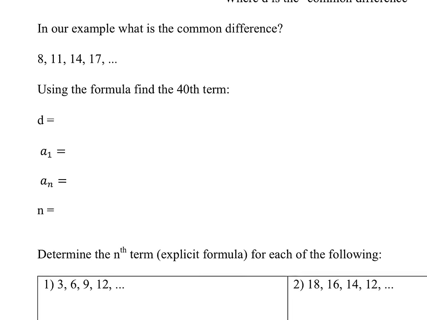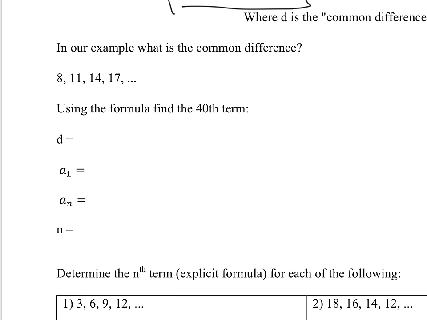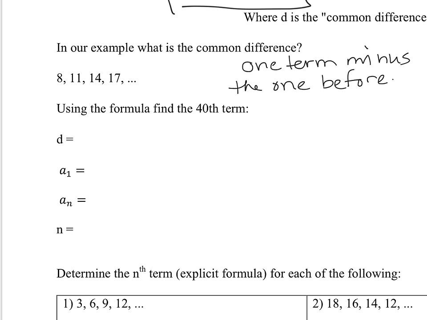In our example, what is the common difference? How do you get from one term to the next? Well, the definition of the common difference is one term minus the one before it. So you always subtract from the one before. So it would be 11 minus 8. 11, and 8 is before it. So 11 minus that. That's it. So our common difference, we call that d, is 3.